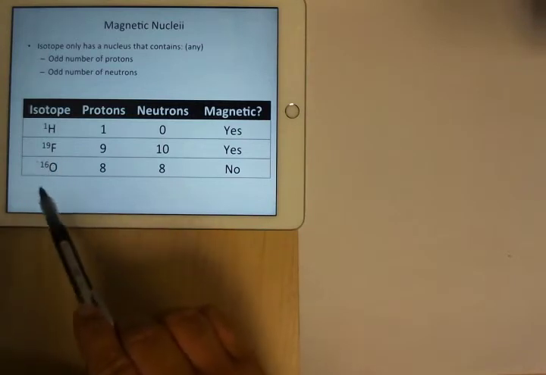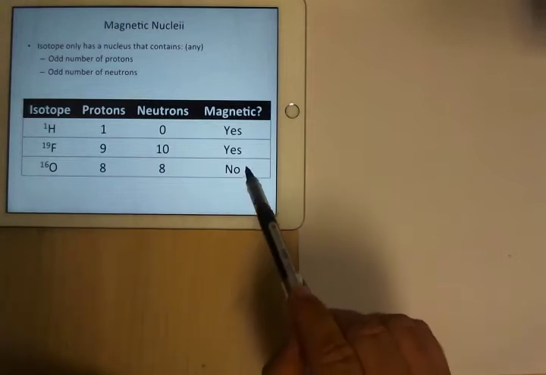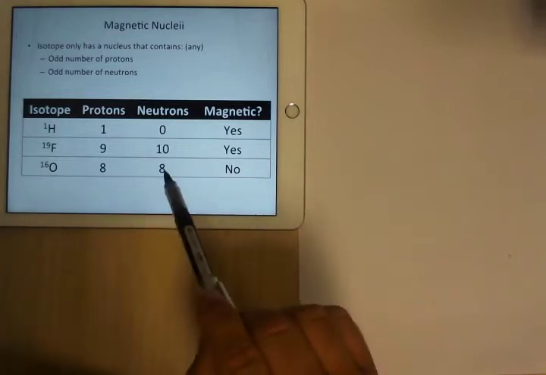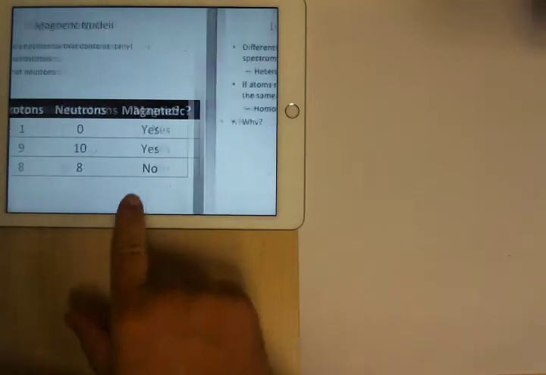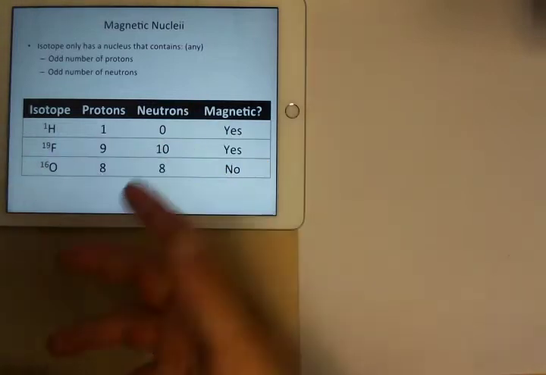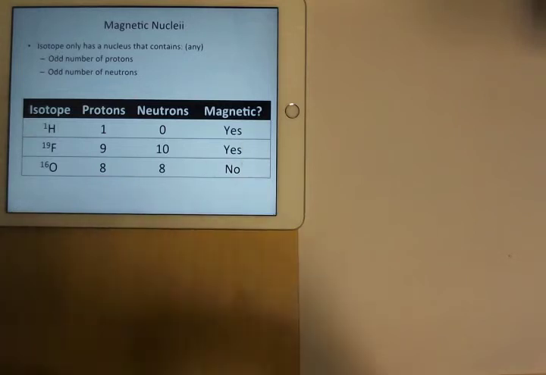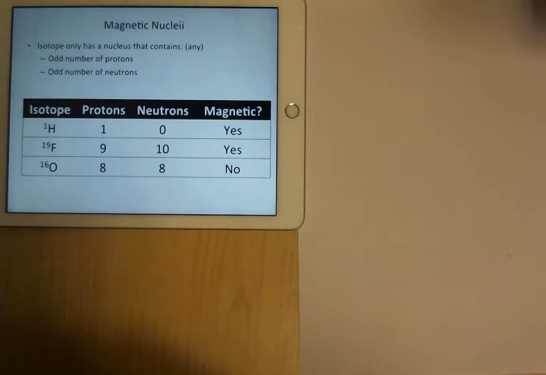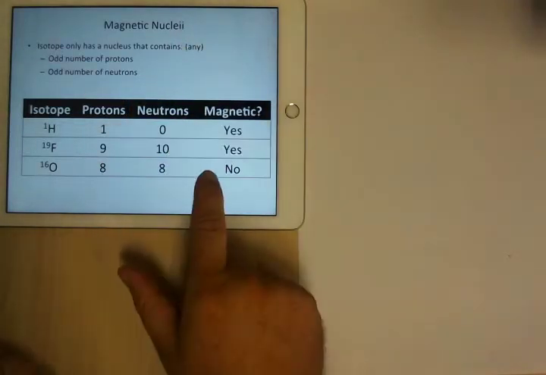But something like oxygen, right? It has 8 protons, 8 neutrons, so 16, I should say. It is not magnetic. So you can't use an NMR to look at oxygen 16. So some are, some aren't, right? All the atoms with an odd number of protons are automatically going to be magnetic. But the even ones may or may not be. You just have to figure out how many neutrons they've got.